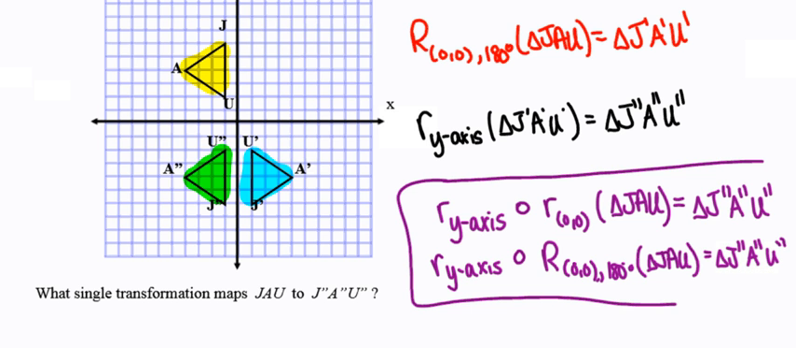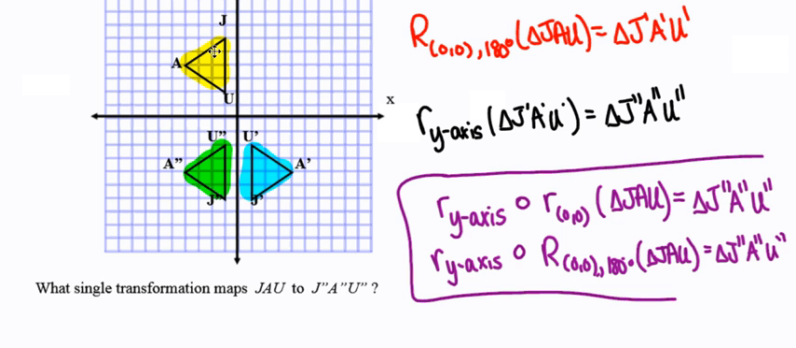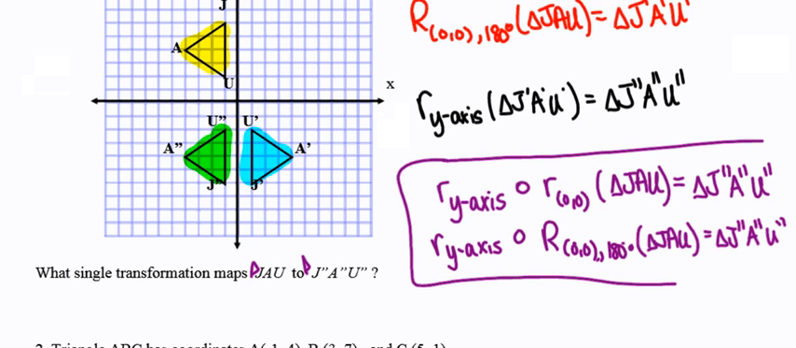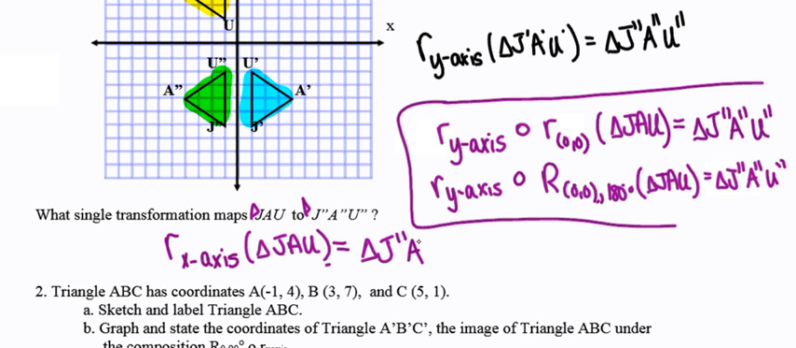All right, the second part of this question I think is actually a little bit easier. What single transformation will map triangle JAU, the yellow guy, onto triangle J double prime, A double prime, U double prime? So what single transformation will map the yellow triangle onto the green triangle? And the simple way to express that is a reflection over the x-axis. I'm going to write this in function notation: a reflection over the x-axis of triangle JAU will produce or will result in an image triangle J double prime, A double prime, U double prime.